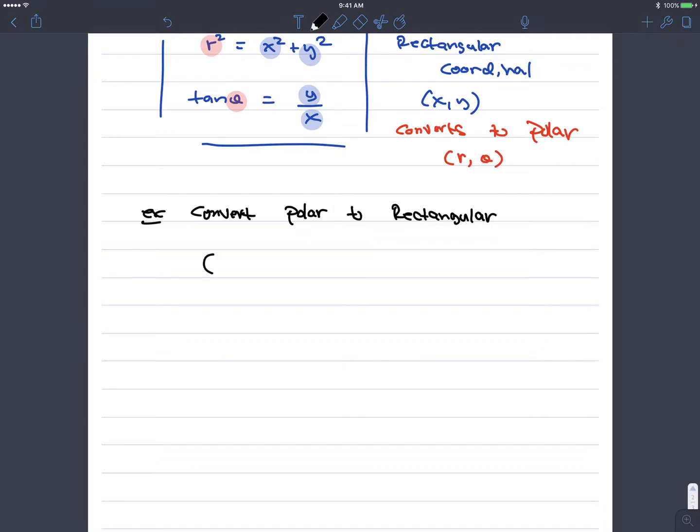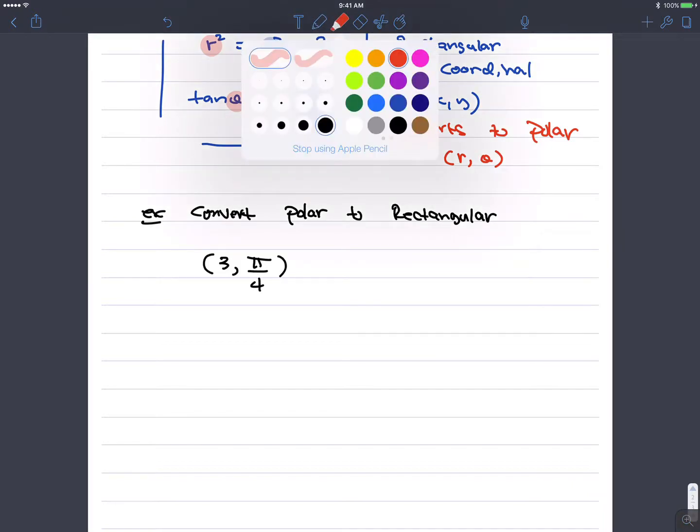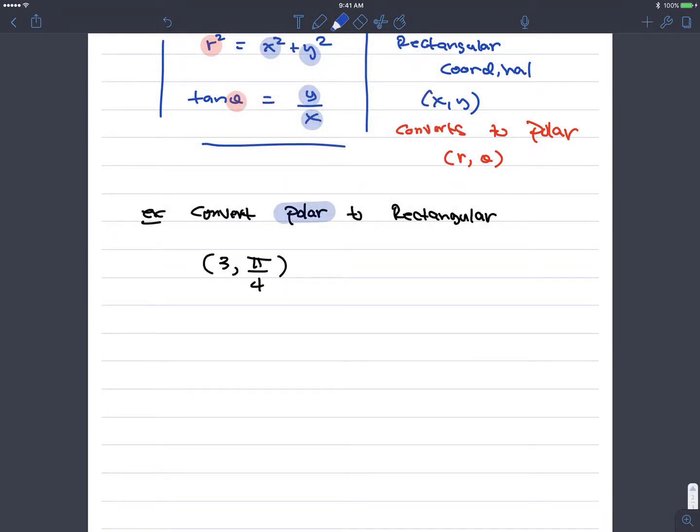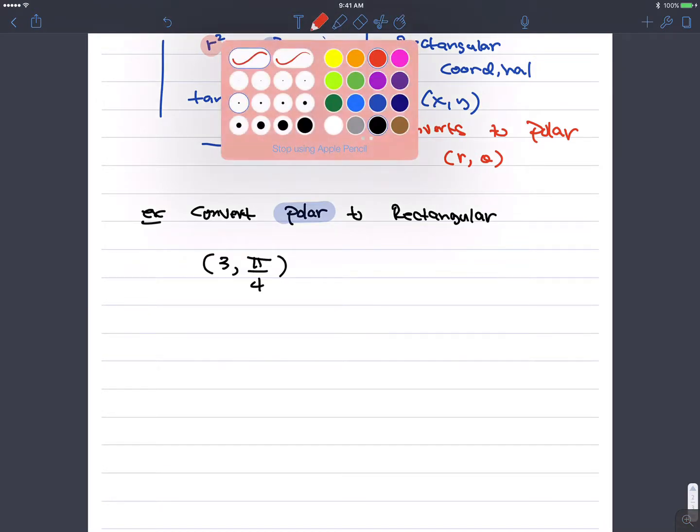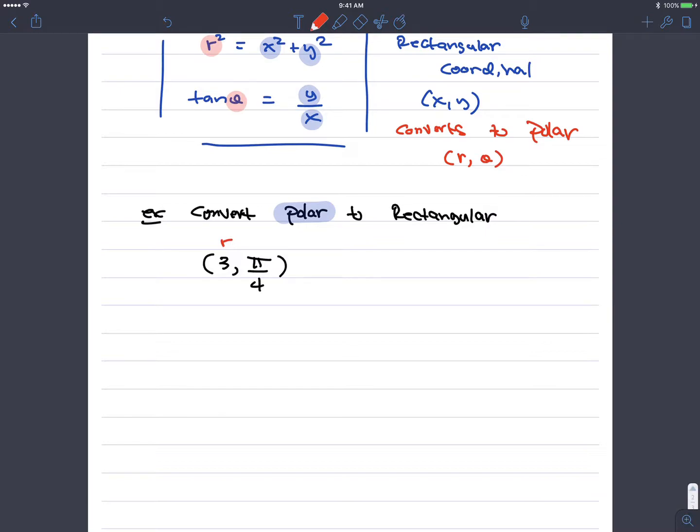So if you're looking at a point here that looks like (3, pi over 4), just looking at that pair of numbers, you're not quite sure what that means, right? But if they tell you to convert polar to rectangular, what that means is they're looking at this value being r and this value being what? Theta. So you're going to convert polar to rectangular.